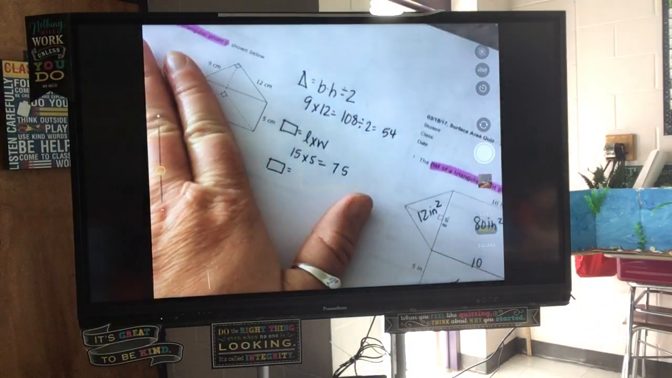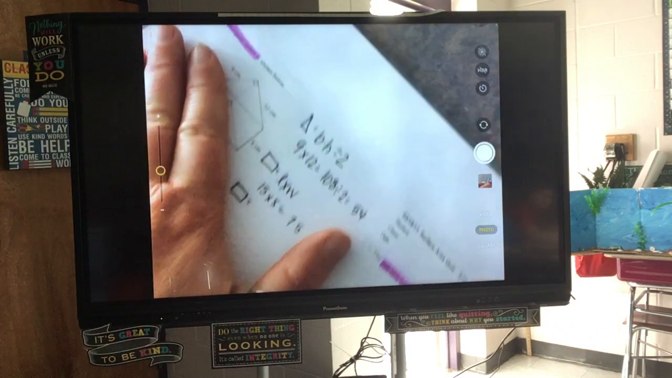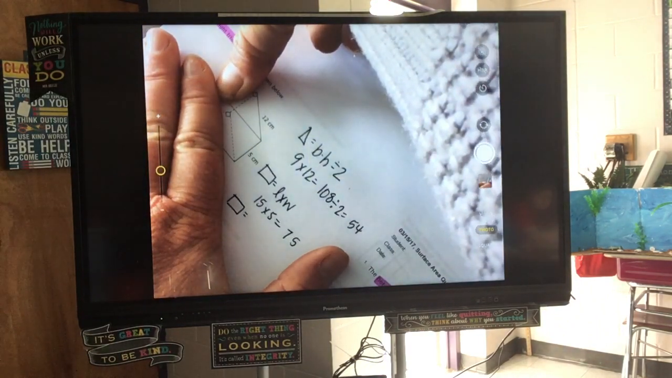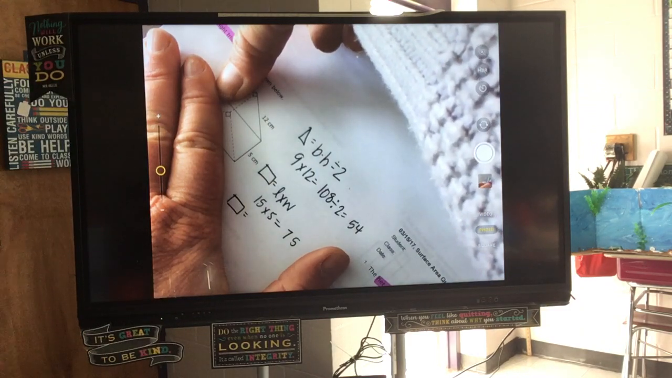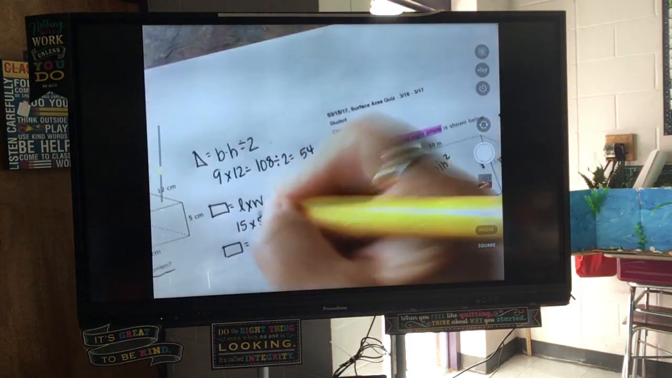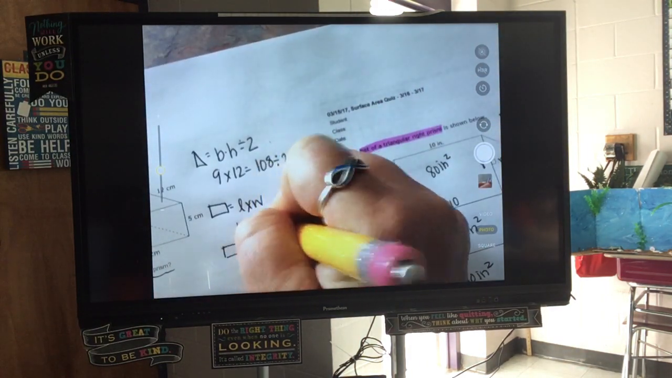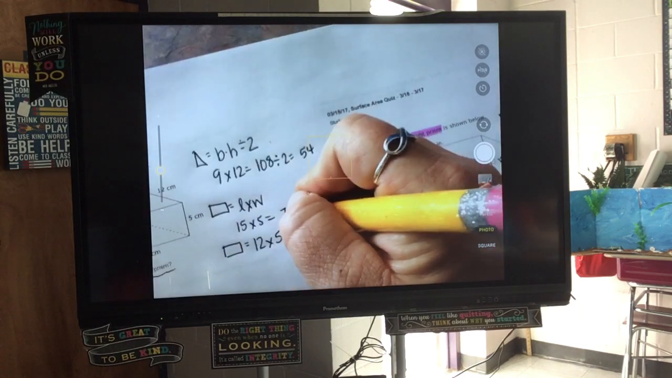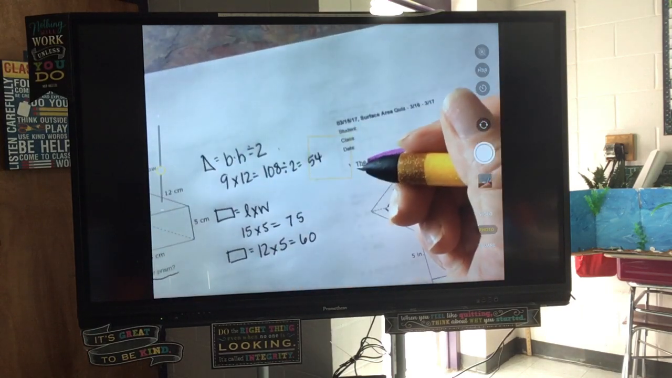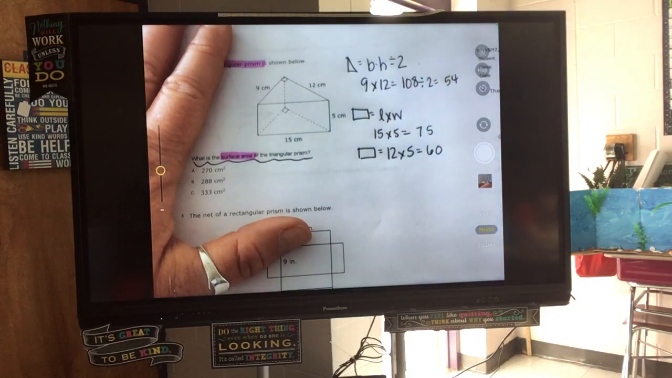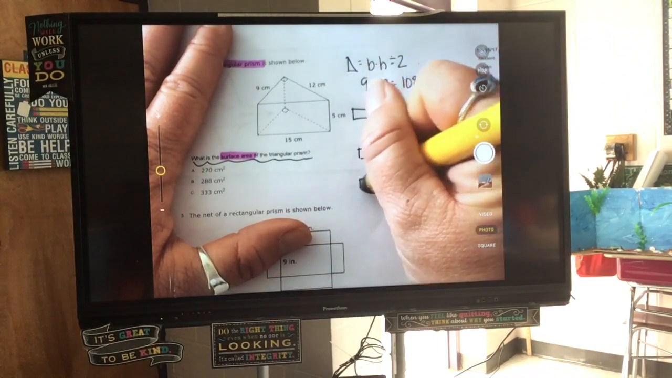So now I'm going to cover up this information. What 2 numbers do you see? Ben? 5 and 12. So I'm going to do 12 times 5, and that gives me 60. My math is fantastic today, by the way. All right, we have one more rectangle that we have to find.